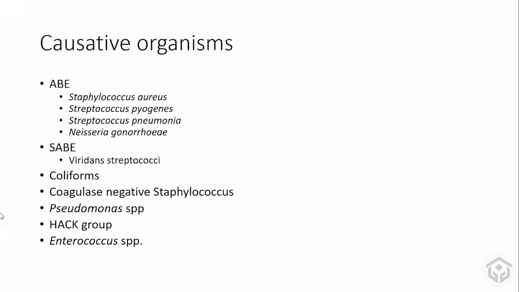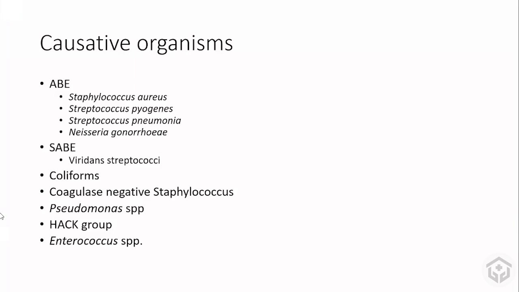So when we look into the causative organisms, acute bacterial endocarditis is usually caused by Staph aureus, Streptococcus pyogenes, Strep pneumoniae, and Neisseria gonorrhoeae. And subacute bacterial endocarditis is caused by the virulent streptococci. This is all.